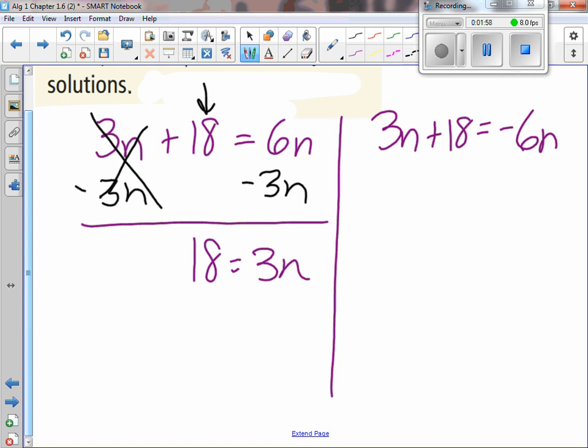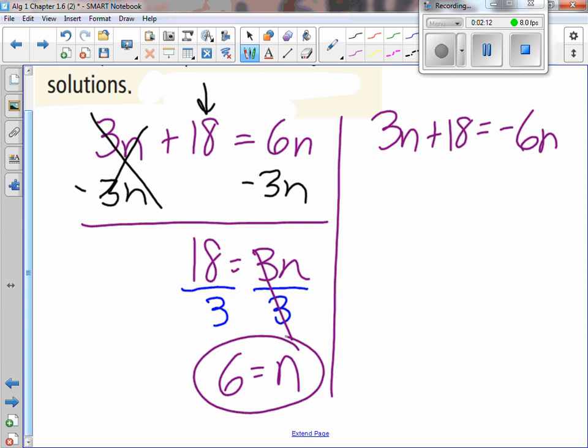So we're almost done getting n by itself. So the next thing we need to do is divide both sides by 3. 3 and 3 will simplify to 1, leaving me with the n. 18 divided by 3 is 6. Questions on this here? We good with this here? Yes?